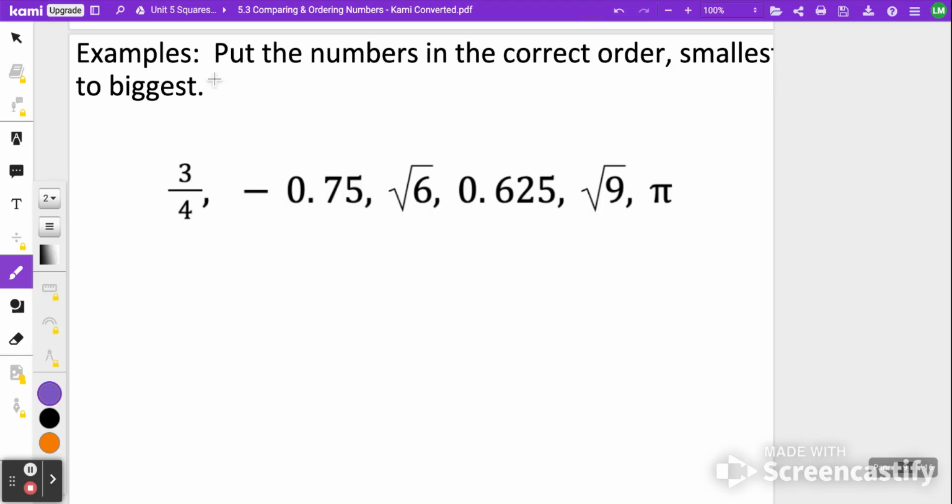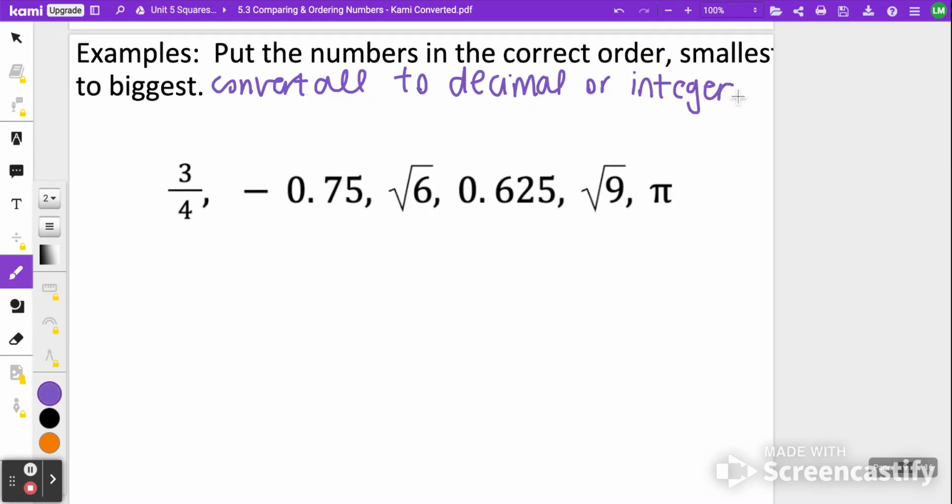Now we're going to move on to putting these numbers in order from smallest to biggest. So what I need you to do is convert all to decimal or integer form. Okay, so that's what we're going to do first. Then when we're done, we're going to write them back in their original format.